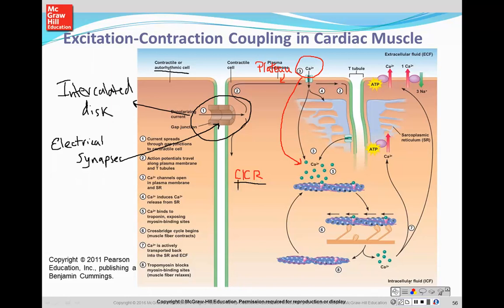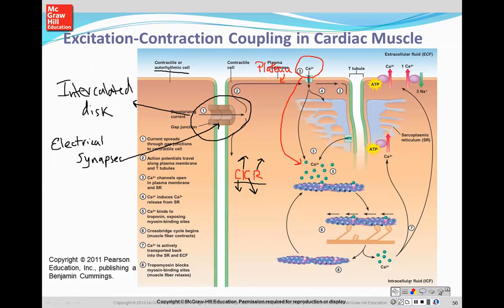C here stands for calcium. You can write that down here. I stands for induced. C stands for calcium. And R stands for release. Let me go through that again. The first C stands for calcium, the I stands for induced, the second C stands for calcium, and the R stands for release. So calcium-induced calcium release.